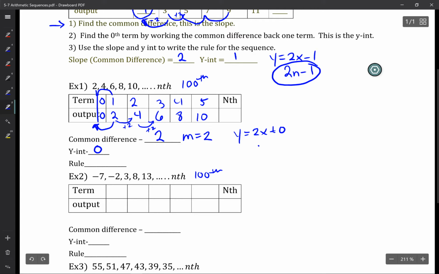Remember what I said, we don't usually write the y when we're writing these. We can just write 2n. If you write 2x plus 0, that's fine, but the rule is 2n. All right, next problem.